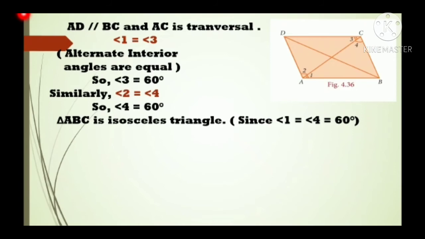Then look at the figure. Here ABC is an isosceles triangle. How can we say?